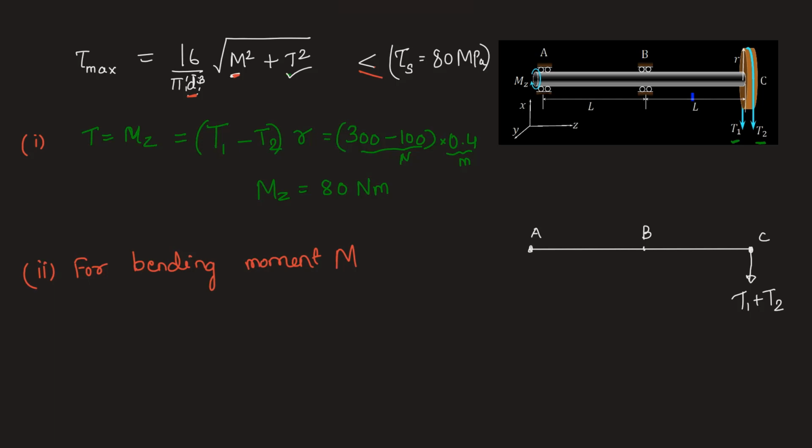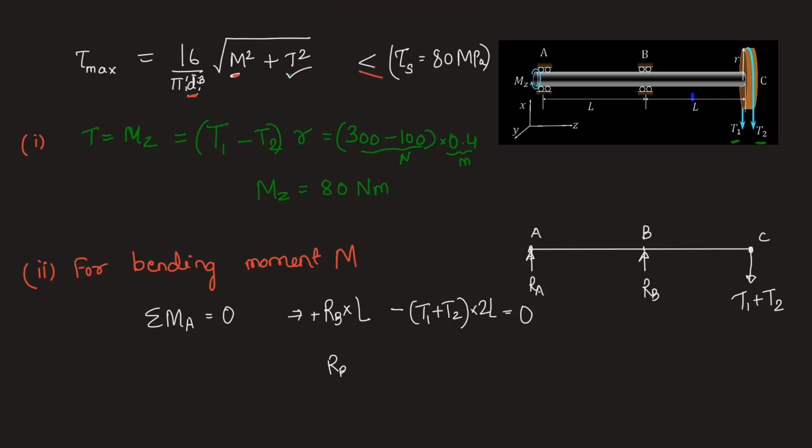This force will be resisted by the supports. At the roller supports we will have reaction values. Let this reaction be RB, and this be RA. Now this system has to be in equilibrium. So using the equilibrium equation, summation of moment about point A equal to 0, we will have RB into L. This will create an anticlockwise moment. We have taken anticlockwise positive. Minus T1 plus T2 into 2L. This is creating a clockwise moment and therefore we have taken it negative. This will be equal to 0. So substituting these values, we'll have the value of RB.